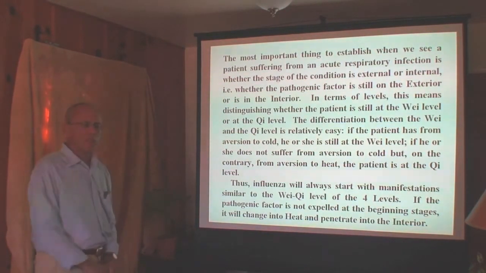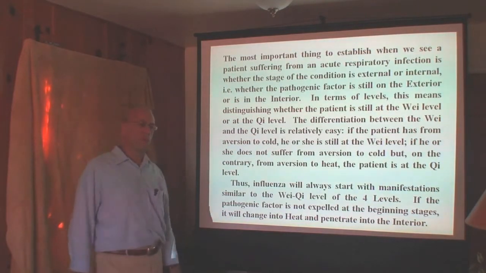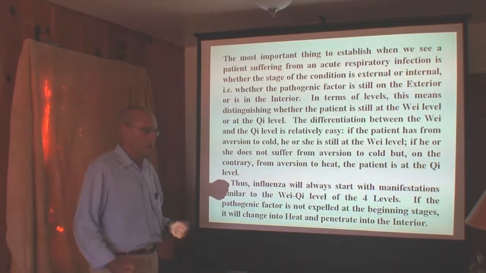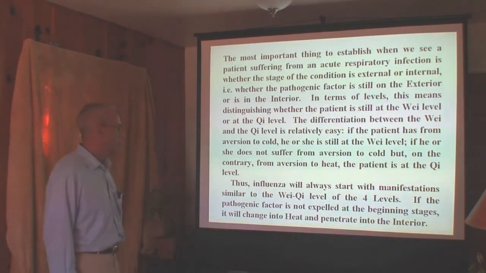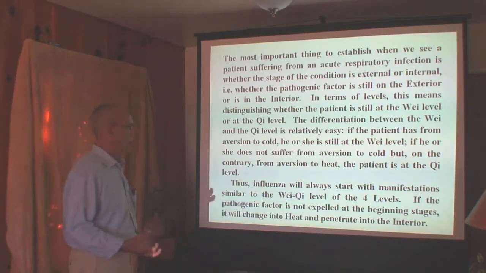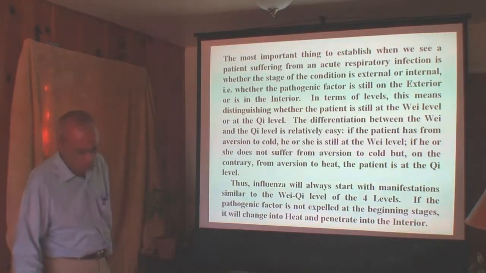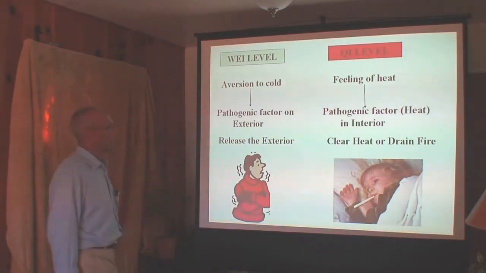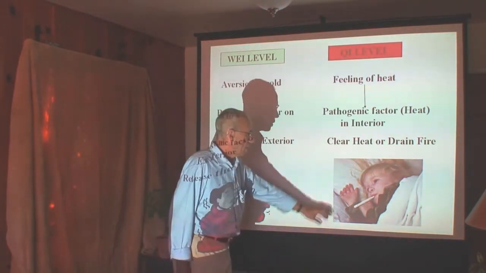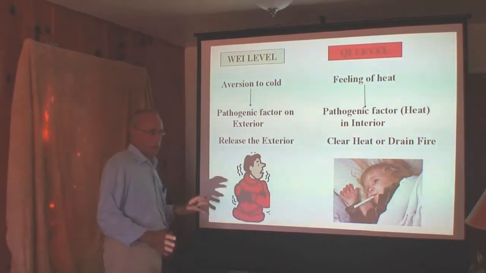If the patient has this famous aversion to cold that we discussed, feels cold and shivery, it is external stage. It's still the wei level, so we need to expel wind. If the patient feels hot, throws the blankets off, it's the qi level. And you see this in children very clearly. Within a matter of hours, it can change.